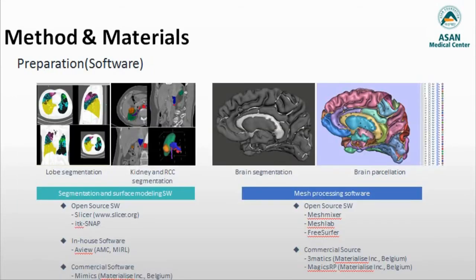In the software system, there are two kinds of programs. One is a program for segmentation and surface modeling. Another is a mesh processing program. There is too much software, free or not, so you can choose by your situation.